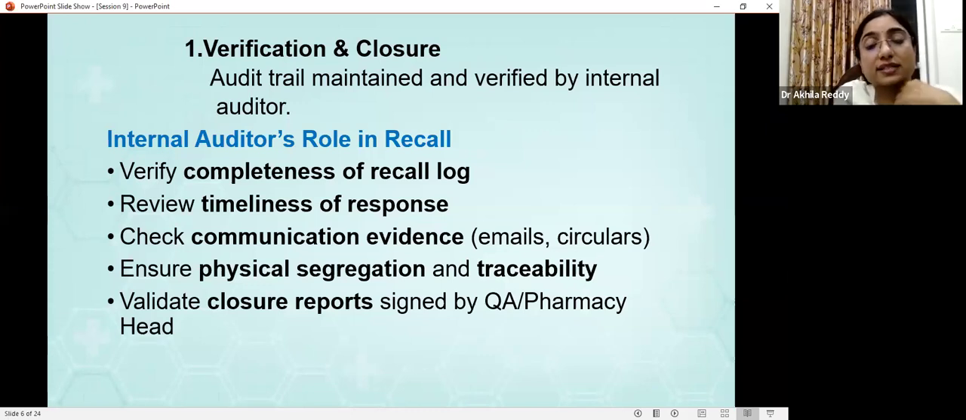So that is the reason: if there is any evidence, it might be an email or circular, that should be communicated, and that should be checked by the auditor. And ensure physical segregation and traceability. Yes, physical segregation: if any batch is affecting a patient, then the entire batch should be segregated physically, and that should be traceable, like how many quantity we have kept, on what basis they have been packed, or whether they are using from the quantity which was kept aside. So we have to ensure physical segregation and traceability.